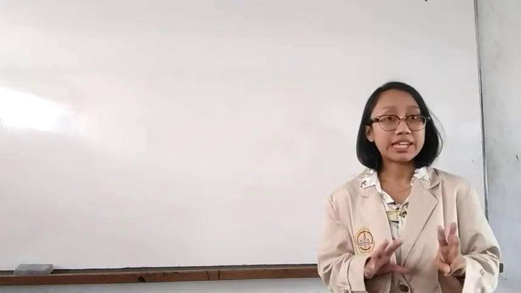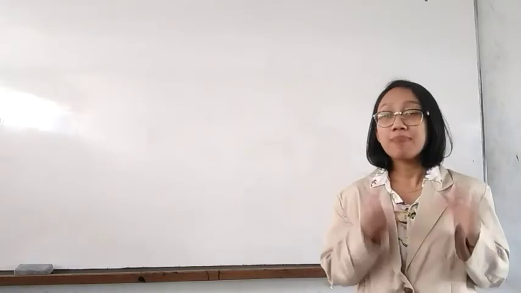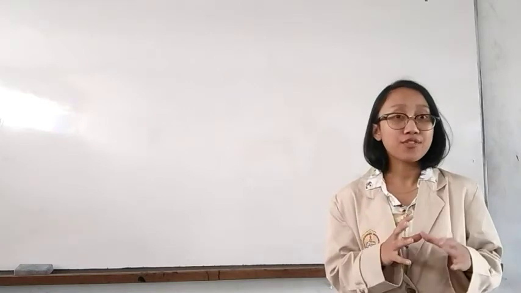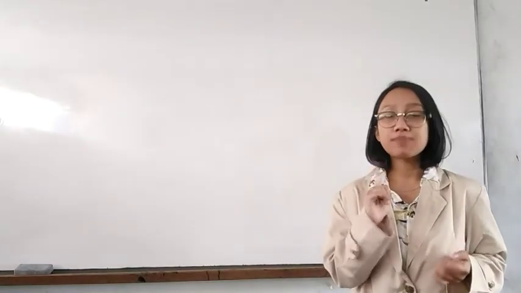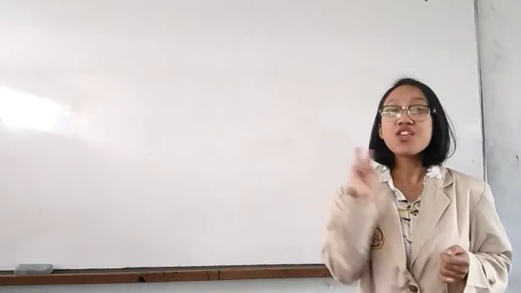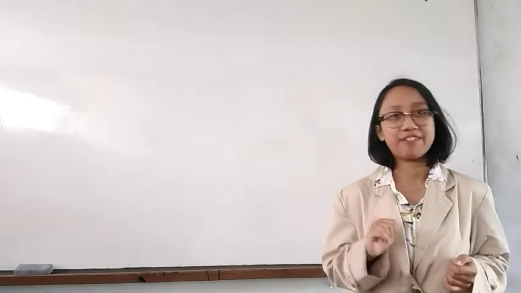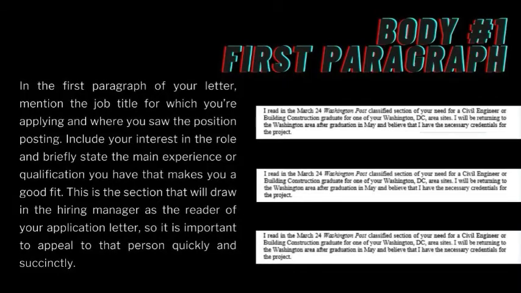After we learn about the header and the salutation or the greetings, now we jump to number 3, the body. The body of an application letter itself is divided into 4 sections. What are they? The first paragraph, second paragraph, third paragraph, and fourth paragraph. Okay, the first paragraph. In this part, you need to mention the job title for which you are applying and where you saw the position posting.